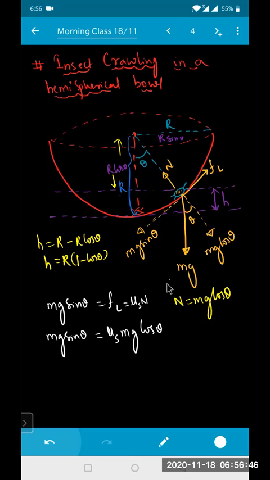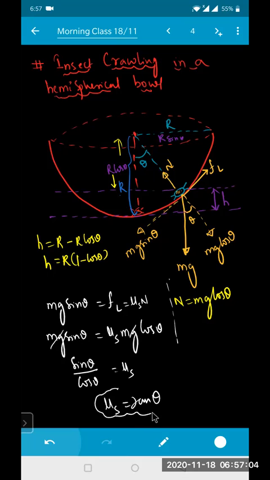So this mg gets cancelled. So sine by cos is nothing but tan theta, and this is equal to mu s. So that means mu s will be equal to tan theta. It is tan of the angle of friction. Angle of friction, angle of repose is equal to how much? mu s is equal to tan theta.